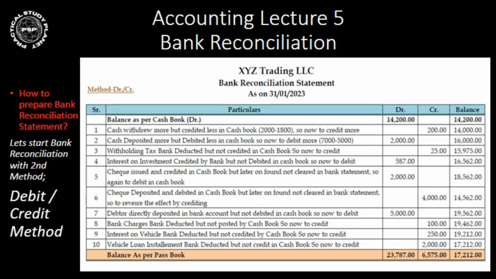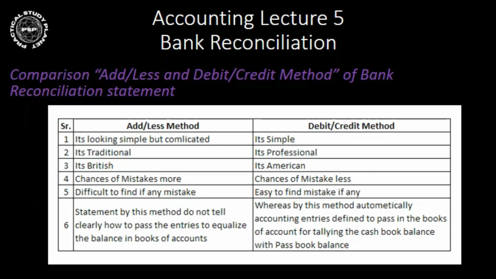Interest on vehicle also will be debited by the bank, so now we will credit. Vehicle loan installment bank debited but not credited in cash book, so now we will credit. So the final balance will be the same as per the bank statement, 17,212. In both methods the balance will be the same. So now we completed the bank reconciliation via the debit and credit method also.